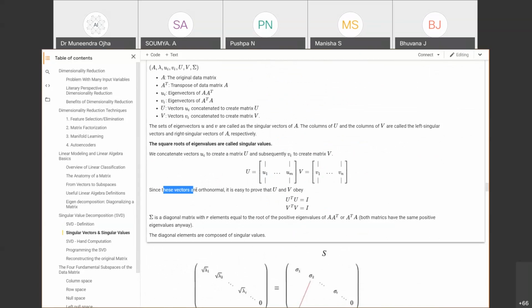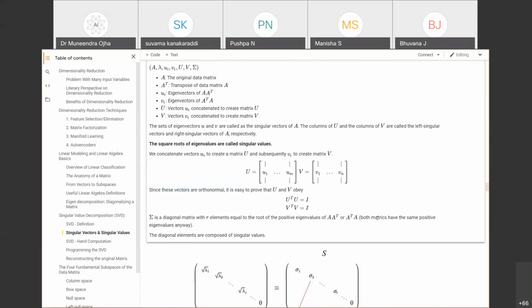Since these vectors are orthonormal, it is easy to prove. Okay, we have proven that they are identity matrices. Sigma is now a diagonal matrix with R elements equal to the root of the positive eigenvalues of A A transpose or A transpose A.